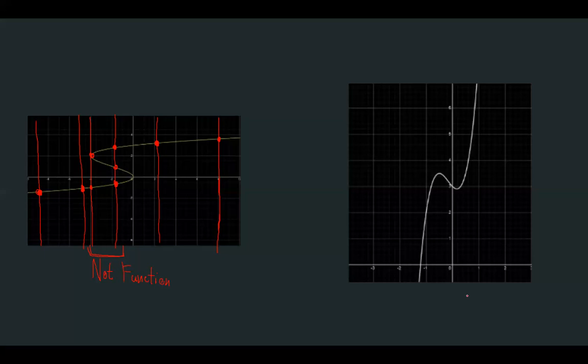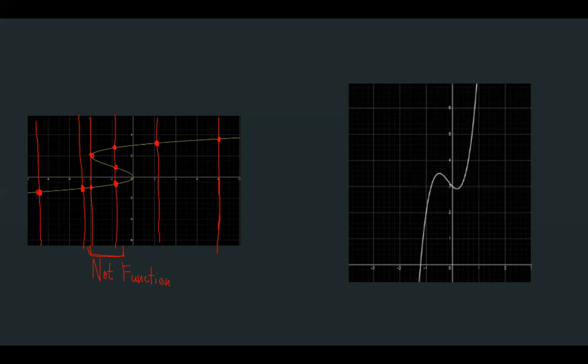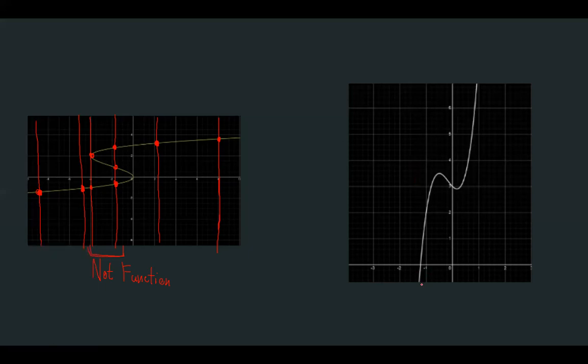Okay? So how about this one? We can still draw a vertical line. Let's just say I'm going to draw a vertical line. Wait. Let me fix that. Let me just start from here. It's okay as long as it's vertical. Okay, that's it. I draw a vertical line here. So this one, as you can see, still intersects at one point.